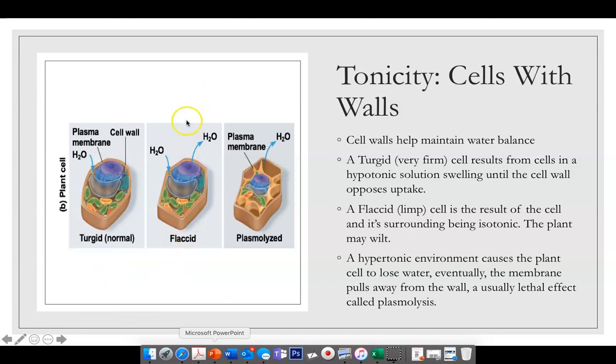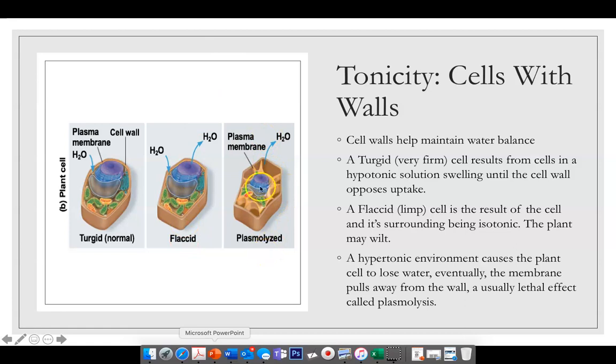Being in an isotonic solution is one where there is not enough turgor pressure to actually have the cells be firm, so they're typically going to be limp. And what this does is like a droopy plant. And so this is the result of an isotonic environment.